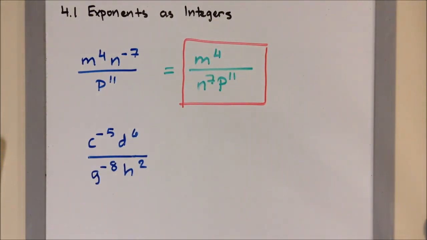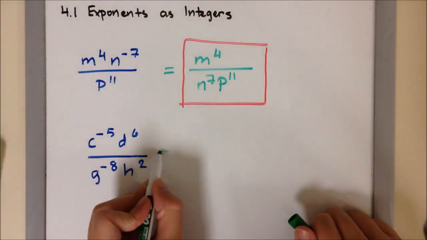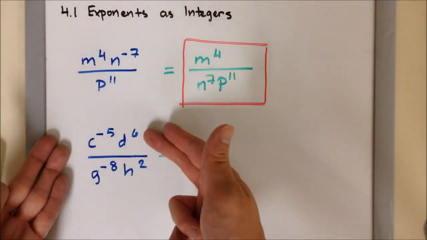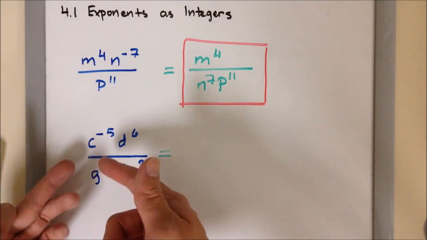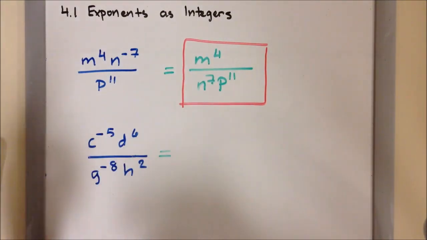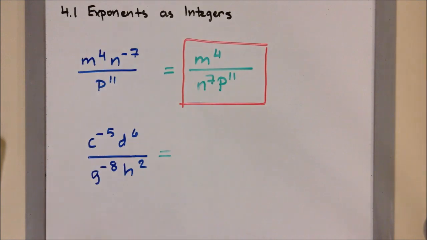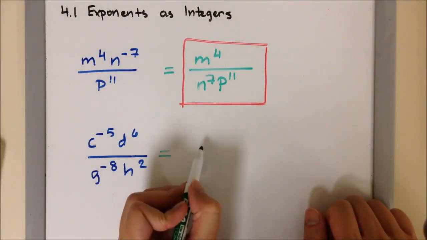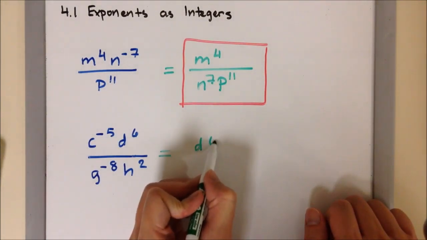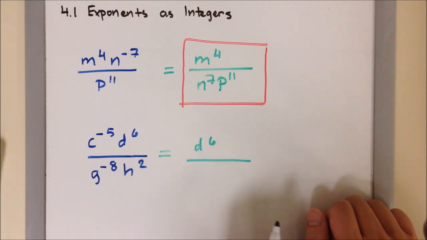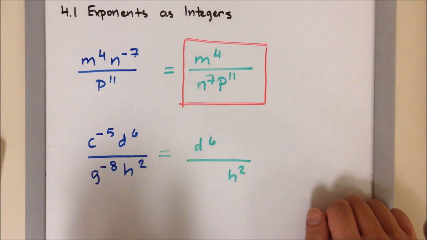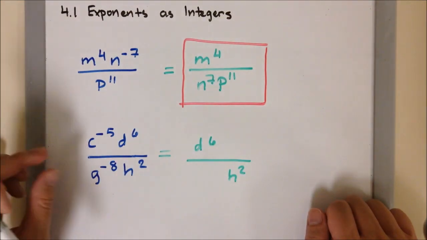Alright, now in the next example, we actually have a base with a negative exponent in the numerator and in the denominator, my c with a negative 5 and my g with a negative 8. So all we're doing is simply leaving the ones with a positive exponent where they are. So I'm going to have d to the 6th power stays at the top, and then my h stays at the bottom. The only ones that are switching places are my c and my g.